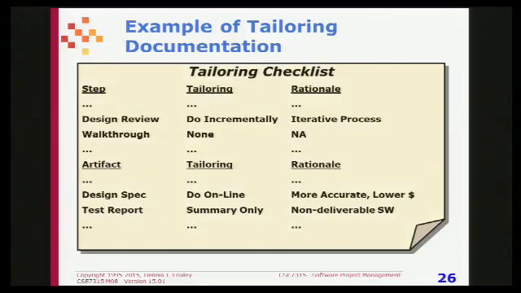Here's an example of a tailoring checklist. Here's a step of the process or an artifact you produce. Here's what you did to tailor it, and here's your reason for doing the tailoring. I used to work for an organization where whenever you tailored the standard process, you had to show this checklist to the boss, and the boss had to approve it. And so your rationale had to say, well, this is why we made this change. And the boss, who had been around for a lot longer than any of us had, often would say things like, no, I won't let you do that because I've been bitten too many times by people who tried to do that and then got into trouble.